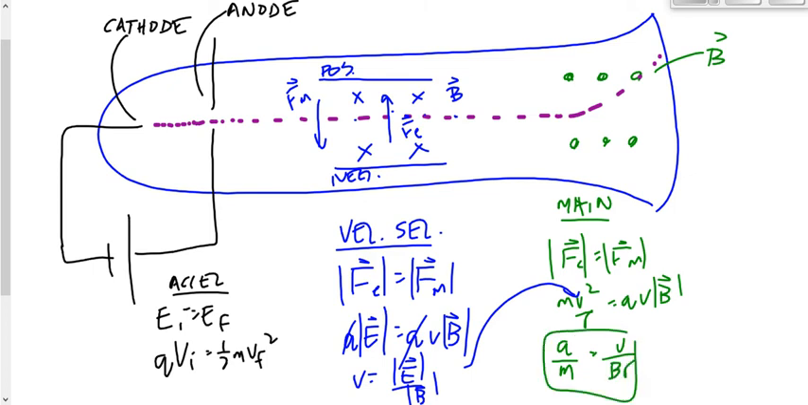Now, what was unique about this charge to mass ratio? What was special about it? How did this give him the discovery of the electron as opposed to just, oh, here's another number?